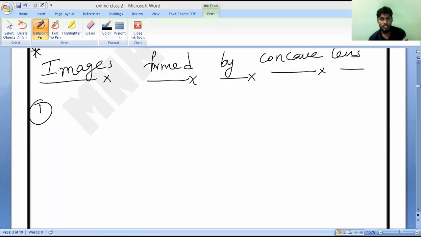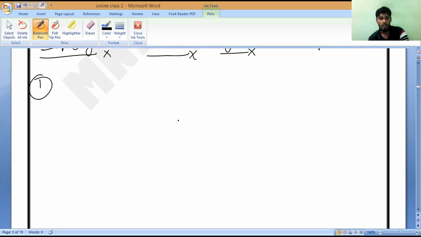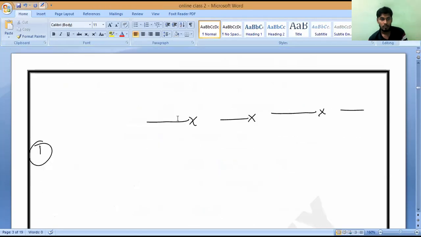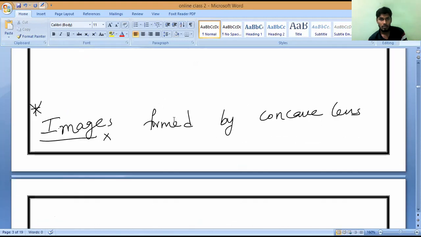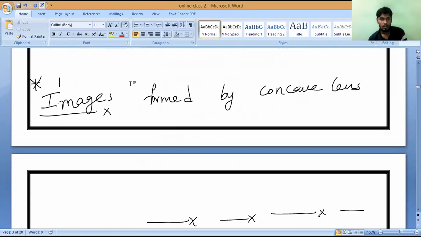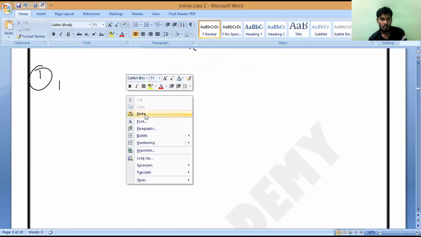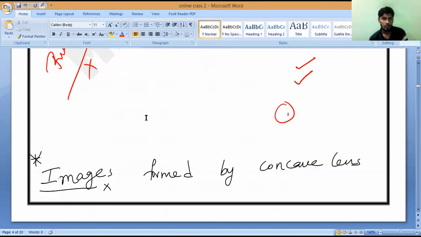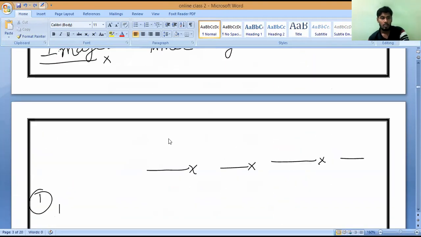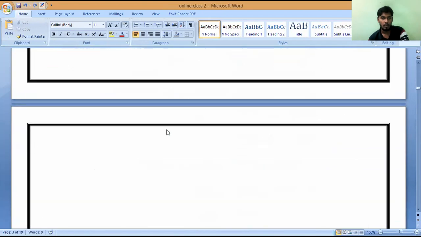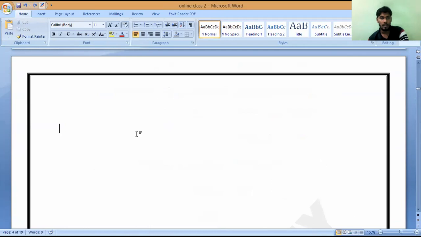Case number 1: when the object is placed between infinity and optical center. That is case 1. All of you should remember this. All of you do it. Between infinity and optical center.